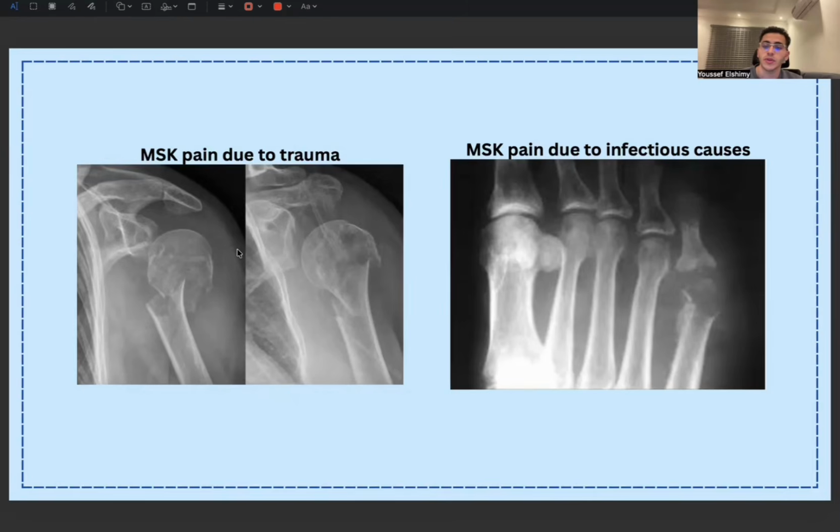So he would tell you, for example, that I was walking and I fell on my shoulder. It happened suddenly. So what's the diagnosis? Most probably the MSK pain or the bone pain is caused by trauma. And during physical examination, there might be limited movement, there might be signs of swelling, deformities. So after doing our physical, you go with imaging and you can see there's a proximal humerus fracture.